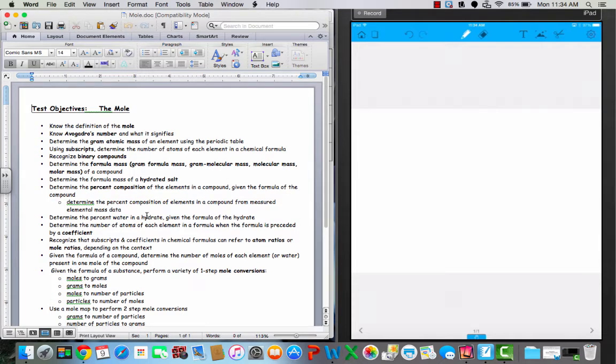Alright, so this is a review for the mole. What I'm going to do in this review is go through everything except for the mole conversions, and I'll do a separate review for mole to grams, mole to liter, etc.